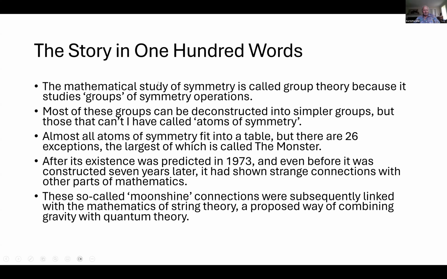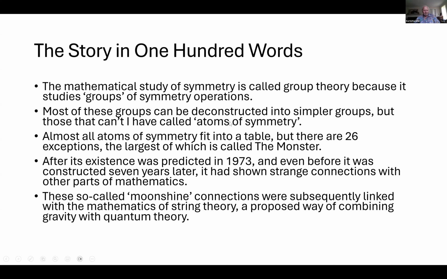So let's just cut to the chase. Here's 100 words. The mathematical study of symmetry is called group theory because it studies groups of symmetry operations. So most of these groups can be deconstructed into simpler groups, but those that can't are called atoms of symmetry.